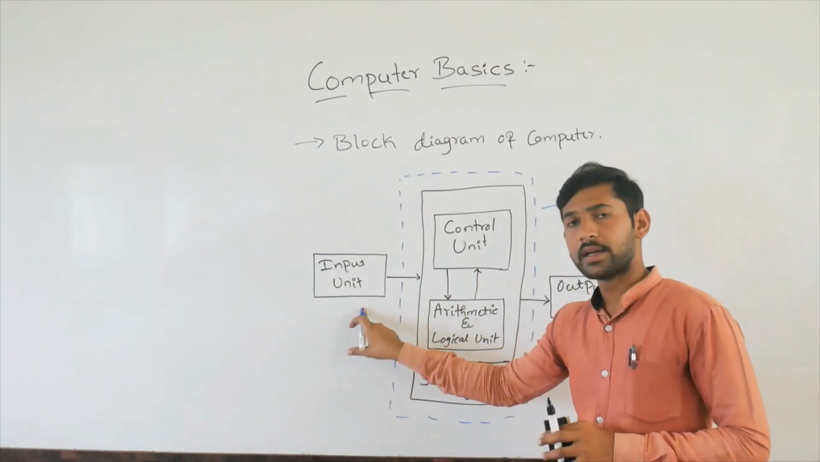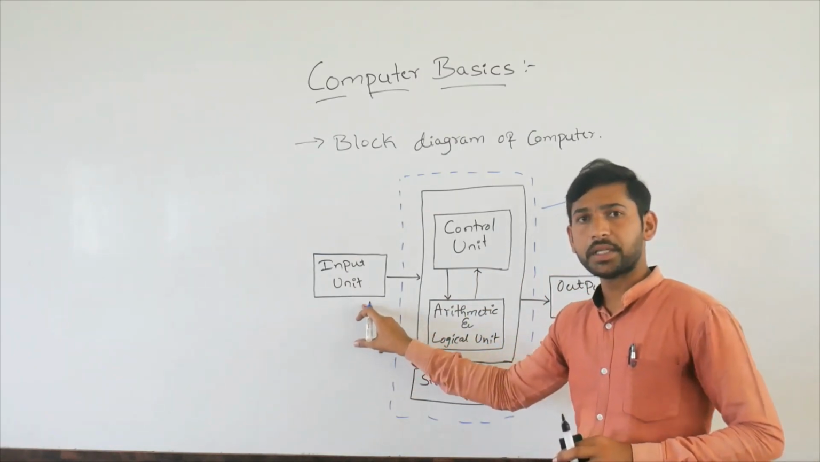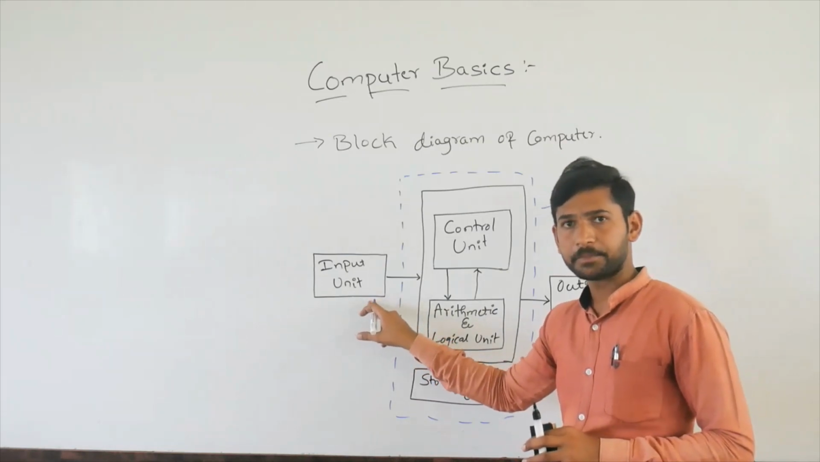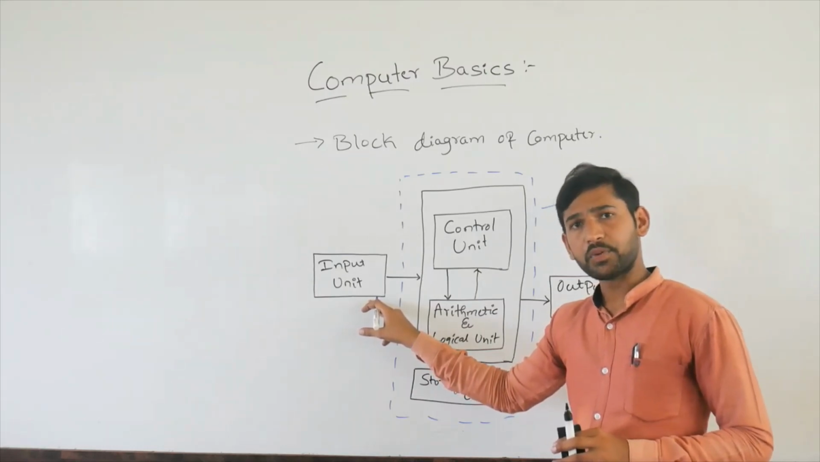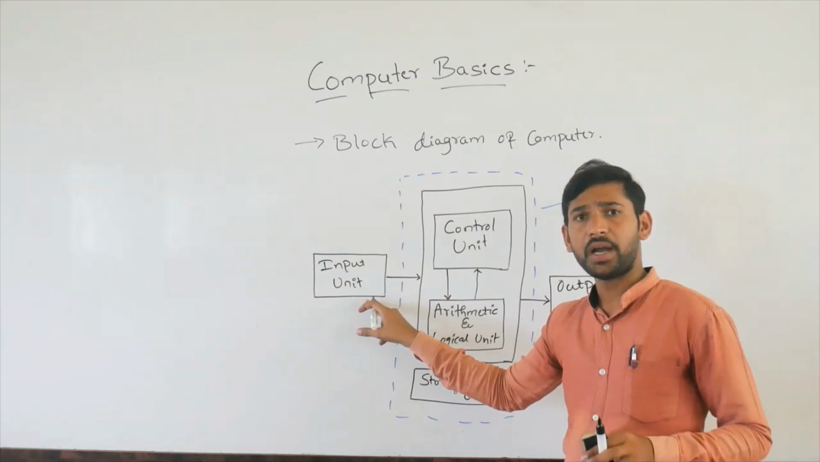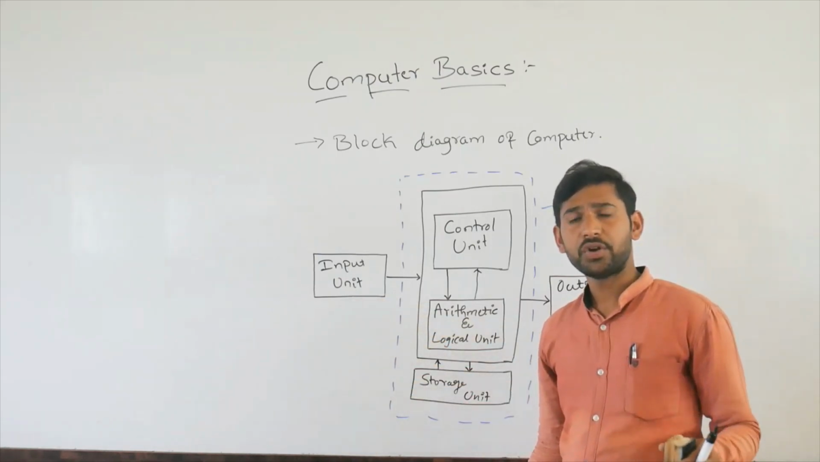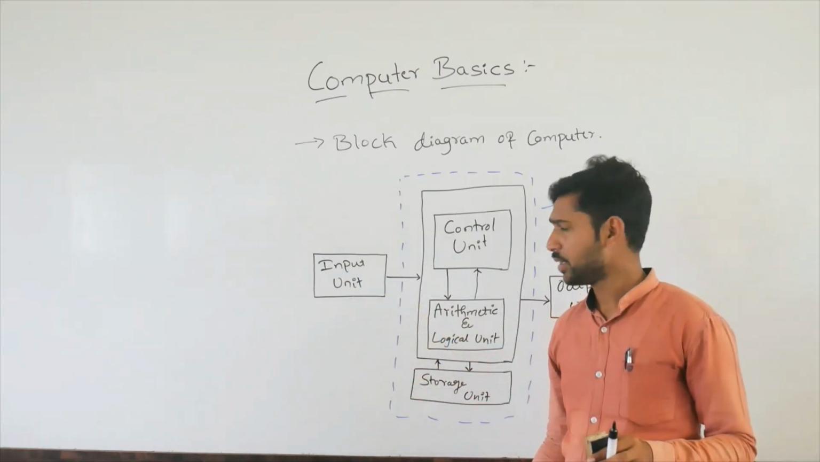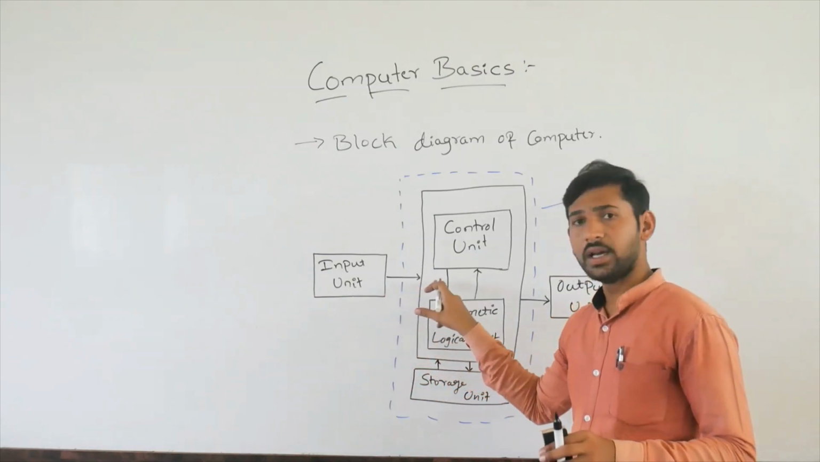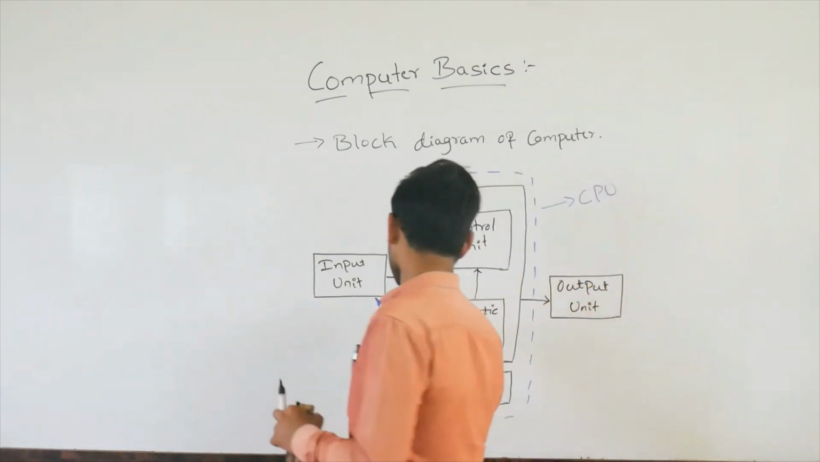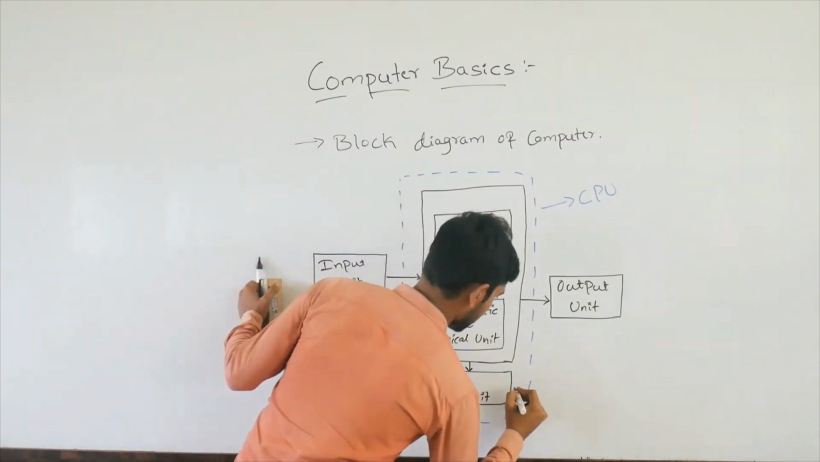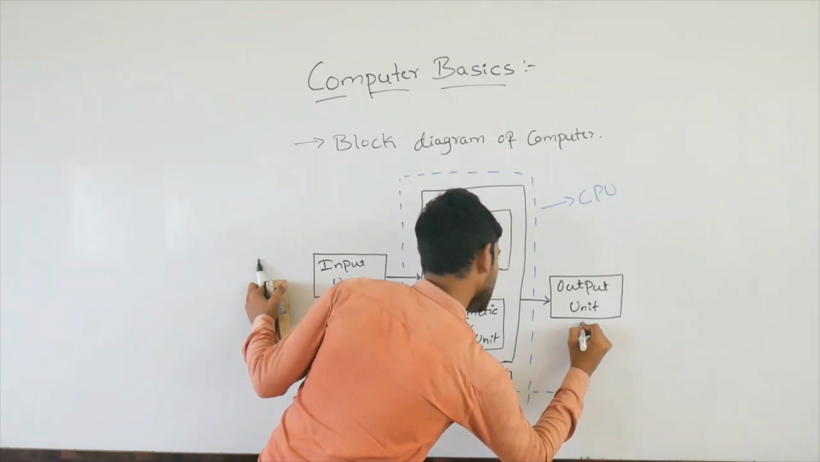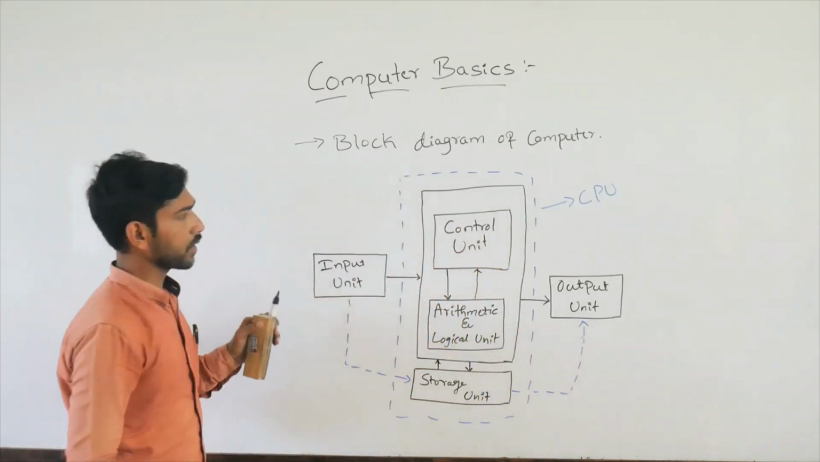Input means the interaction between the user and the computer. It accepts the input data through the input devices. Input data means anything: text, words, films or videos, songs, anything. Then it sends data to the processing unit, and it also sends data directly to the storage unit. It also produces data directly to the output unit.